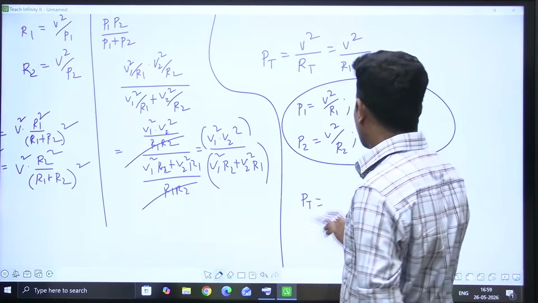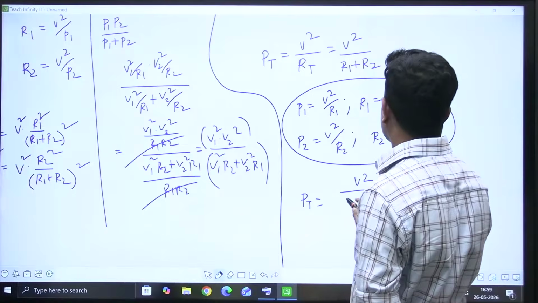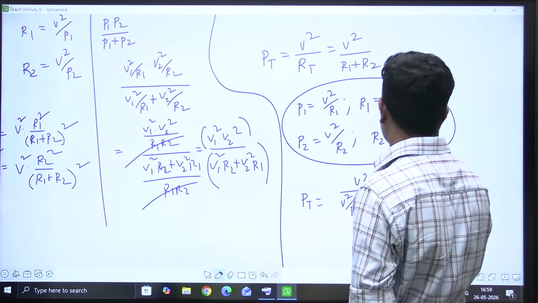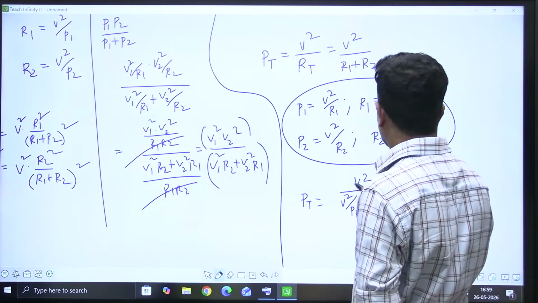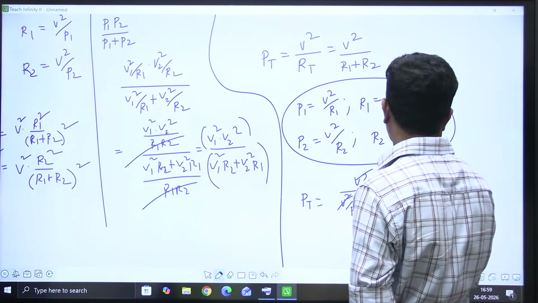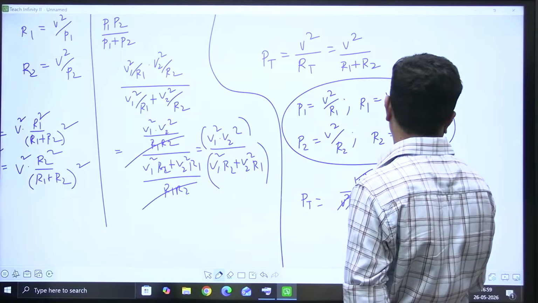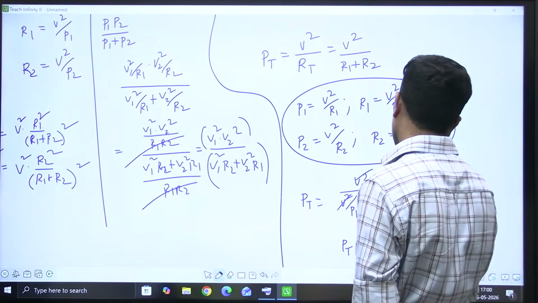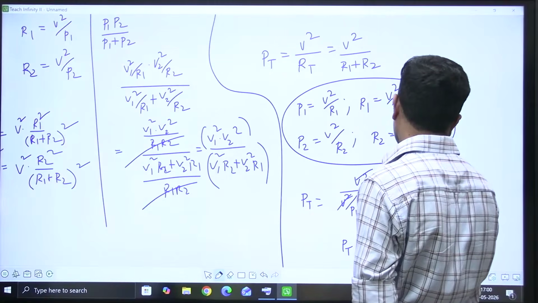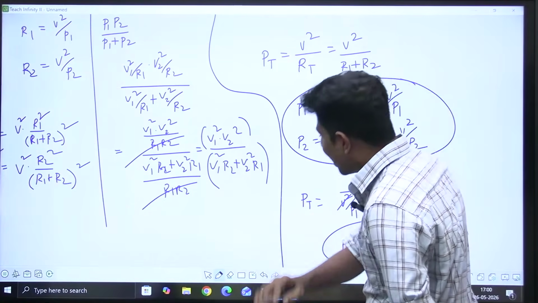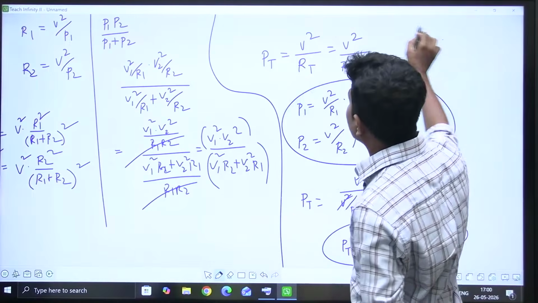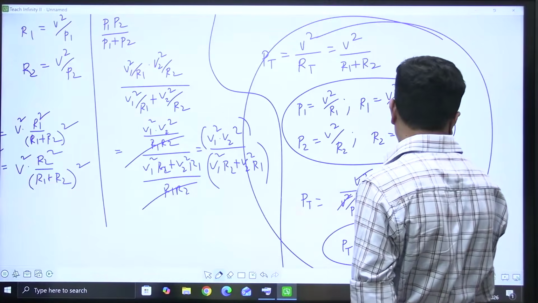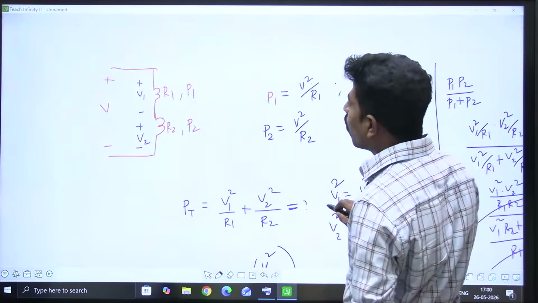V square by R1 is V square by P1, plus R2 is V square by P2. Let's take V square common: 1 by P1 plus 1 by P2. So Pt is equal to P1 P2 by P1 plus P2. If I directly gave you this method, it would be like I mugged something. But we did a lot of things and nowhere did we do anything wrong.